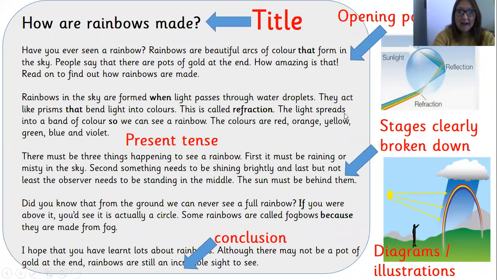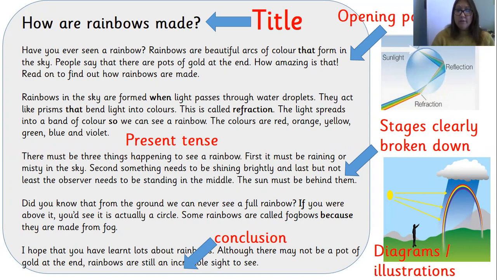Let's have a look now at all of the different features of an explanation text. At the top of the page, you can see we have a title. Nice, clear, concise and bold to help the reader know what this text is going to be about. So every explanation text starts with a clear title. I move on then to an opening paragraph. This lets the reader find out what the text is going to be about and hopefully adds a bit of interest and intrigue for them.